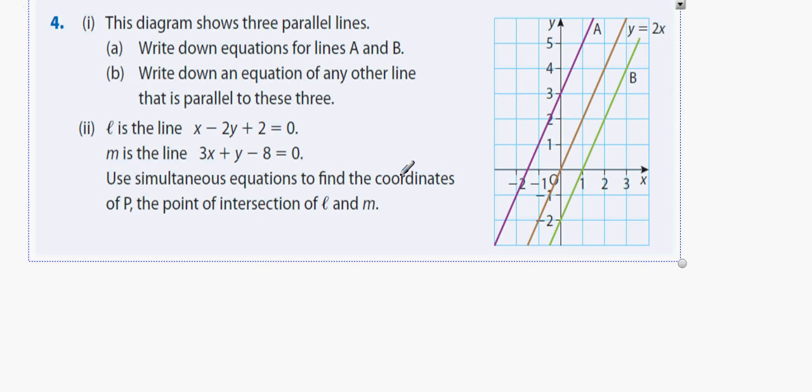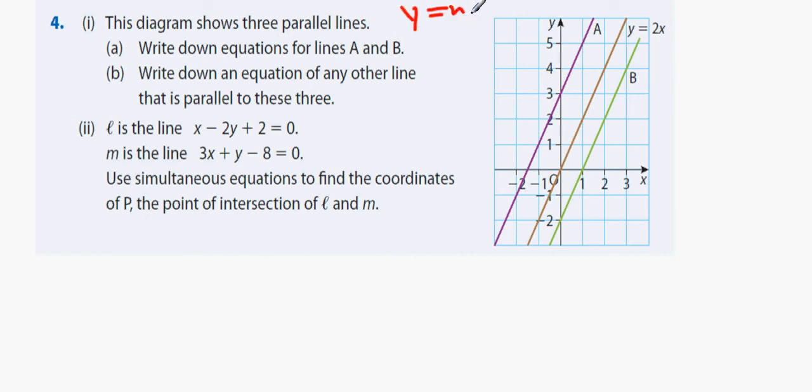Number 4. This diagram shows 3 parallel lines. Write down the equations of A and B. So we're going to use y equals mx plus c. For line A, we can see that the c value is 3. So c value equals 3.